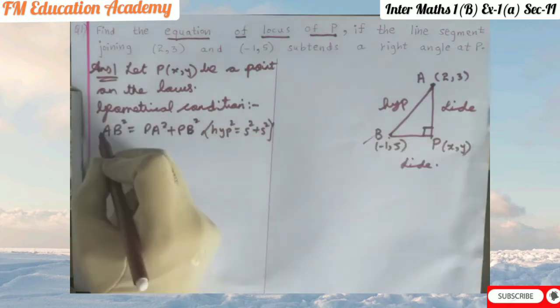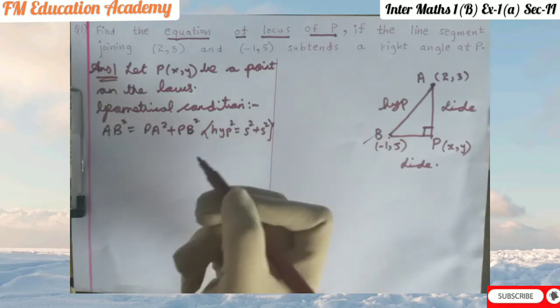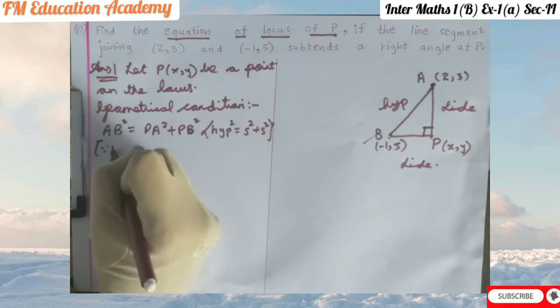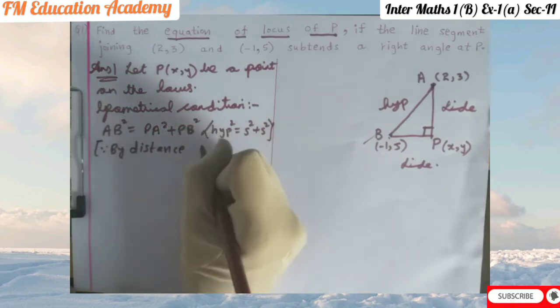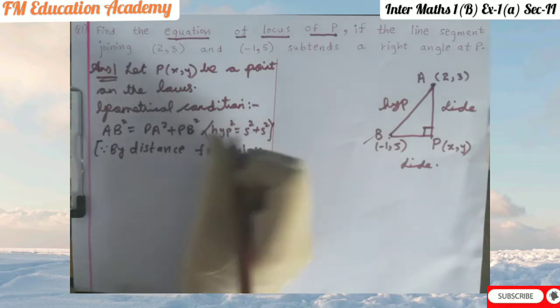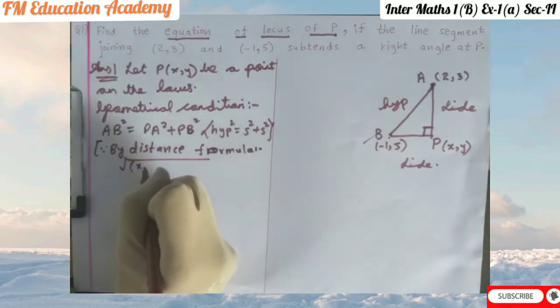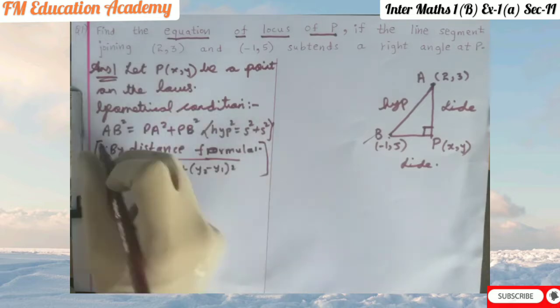So we know here AB is a distance, PA is a distance, PB is a distance. So again, which formula to use? Distance formula. By the distance formula, the distance is root of (x2 minus x1) whole square plus (y2 minus y1) whole square.